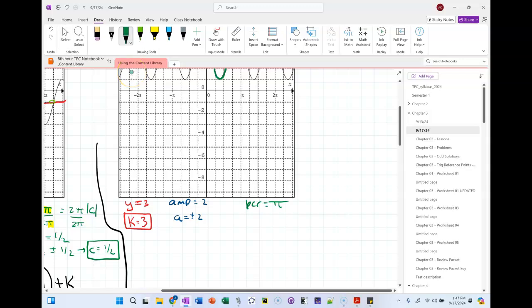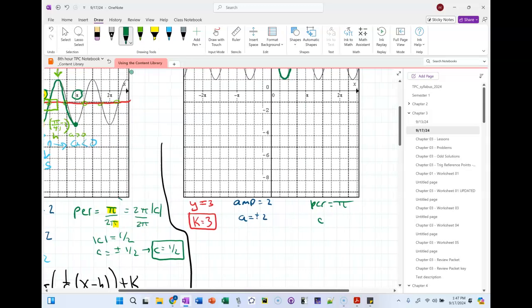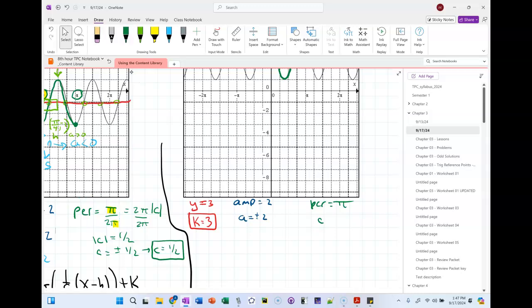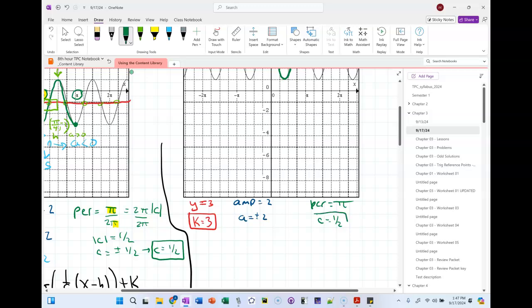The period is pi. What does the period tell me? C or H? C. And if I notice here, we already had a period of pi before, right? What was the C? 1/2. So I'm not going to repeat that work to do it again. I'm just going to steal from what I've already done. Everybody's happy with that? Okay.